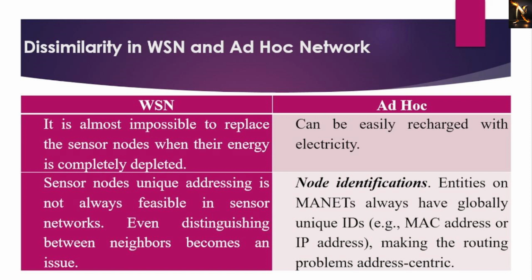Replacing sensor nodes when their energy is completely depleted is an extremely challenging task. The unique addressing of sensor nodes is not always feasible in sensor networks, and even distinguishing between neighbors becomes problematic. In contrast, in ad hoc networks, it is relatively straightforward to recharge nodes with electricity. Node identifications in ad hoc networks involve globally unique IDs, example, MAC address or IP address, making routing problems address-centric.